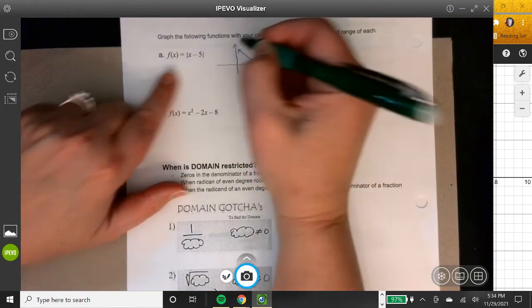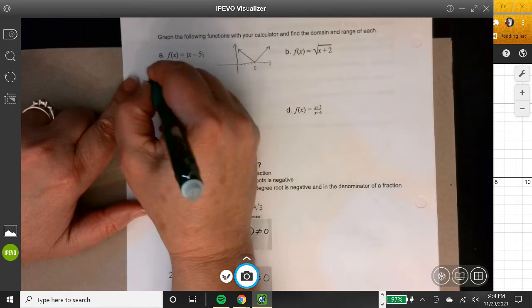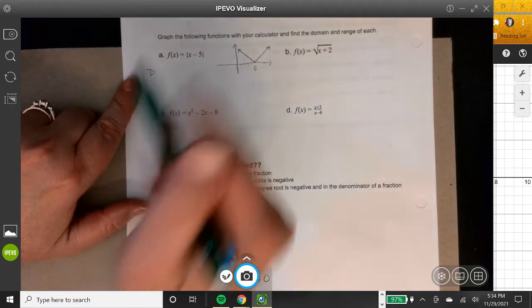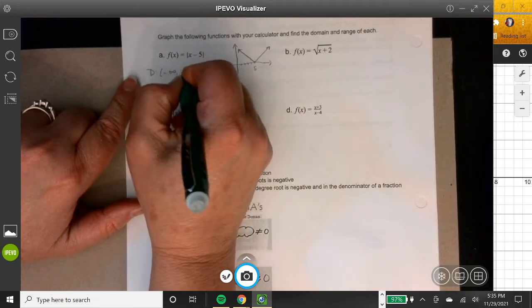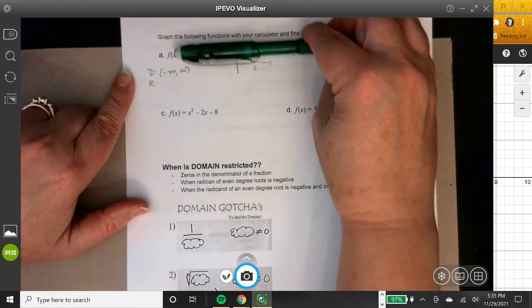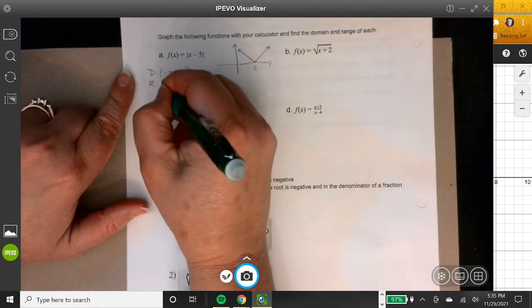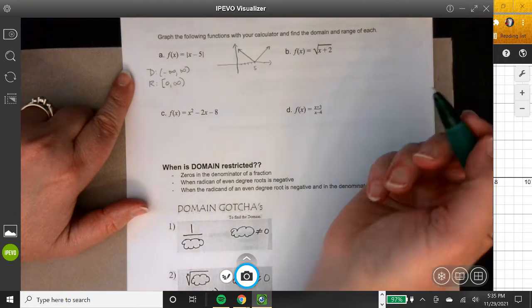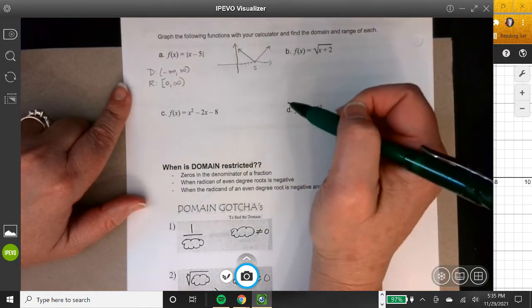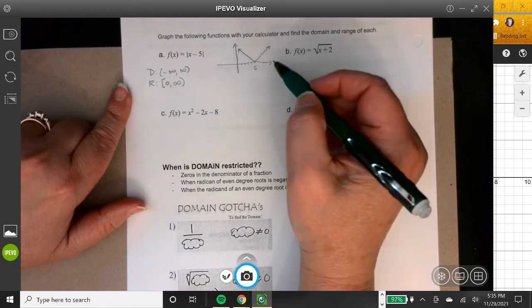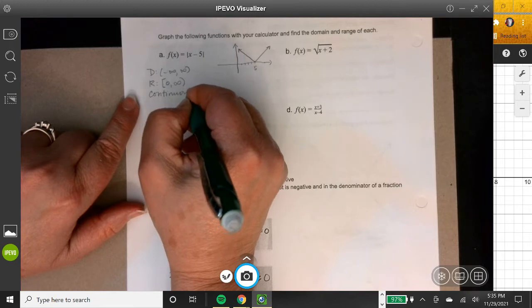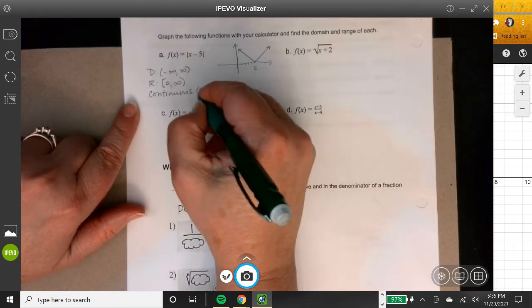All right, so I want to find the domain. The domain here is going to be all real numbers. And the range goes from 0 with a bracket to infinity. Now, this says to find the domain and range, but let's talk about some interesting features here. This function, is it continuous? I would say it's continuous for all real numbers.